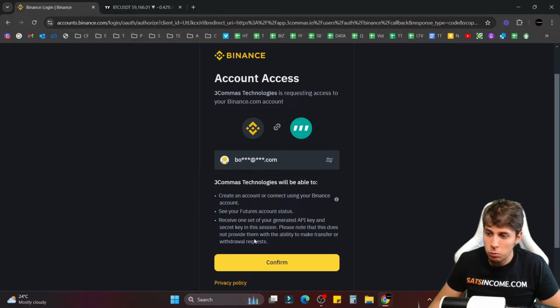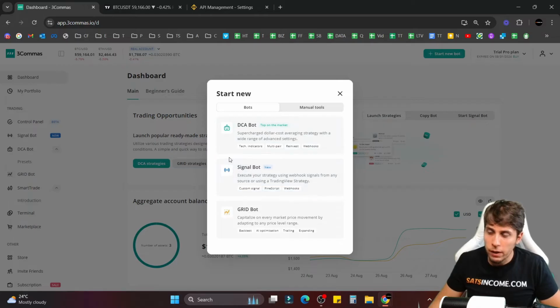Please note that this does not provide them with the ability to make transfer or withdrawal requests. So yeah, the fact that you are giving them access to your trading account doesn't mean that they can get your money. If you are okay with that, click confirm, and bam, we've successfully connected our 3Commas account to our Binance test trading account.